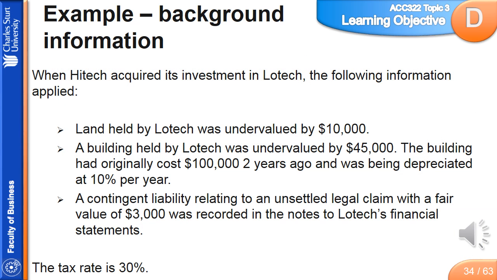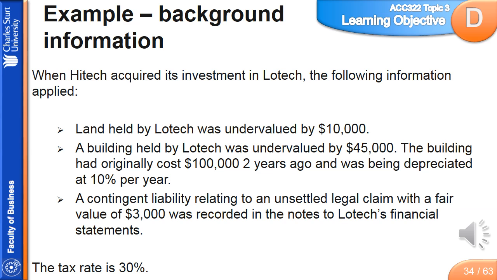When Hi-Tech acquired its investment in Low-Tech, the following information applied. There was land held by Low-Tech which is undervalued by $10,000, so that means we have to increase it $10,000 within the consolidated accounts. A building held by Low-Tech was undervalued by $45,000, so we have to increase that as well. And it also tells us some information about the original cost and the depreciation rate, and that is information that we'll use not in the acquisition analysis, but later with the consolidation journal entries.